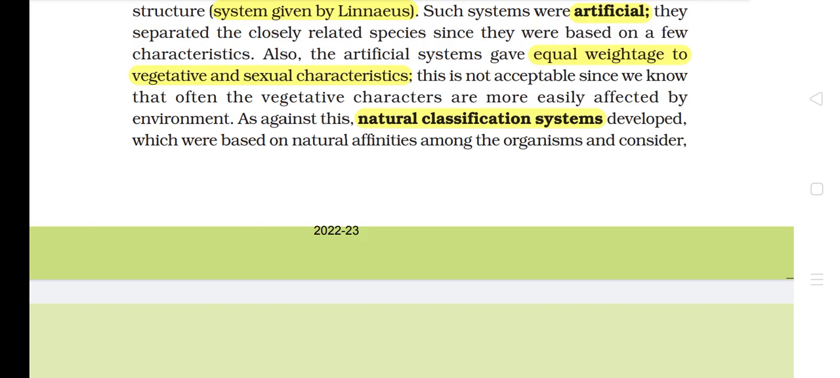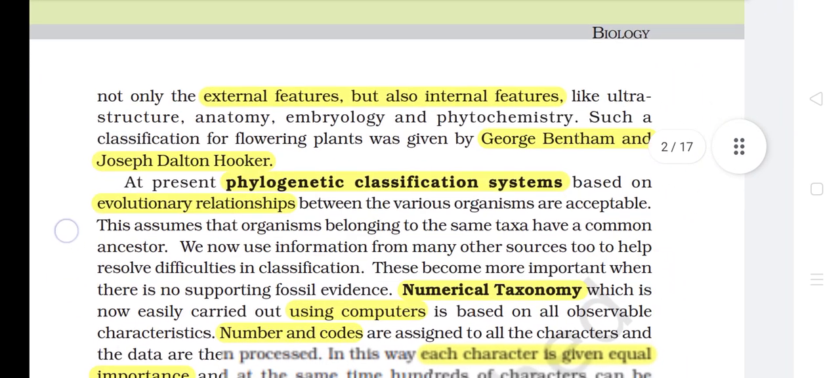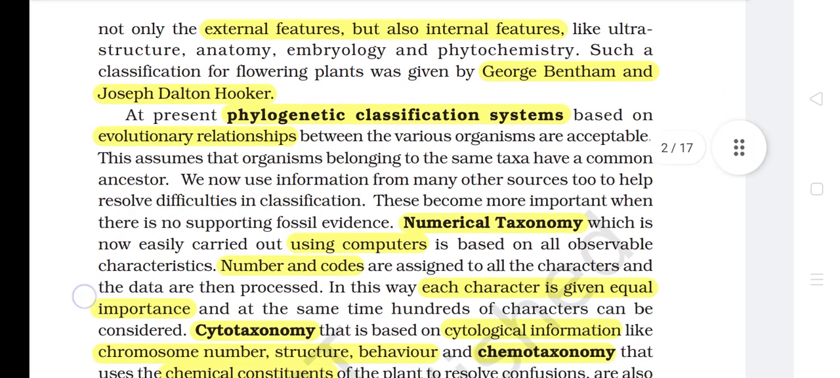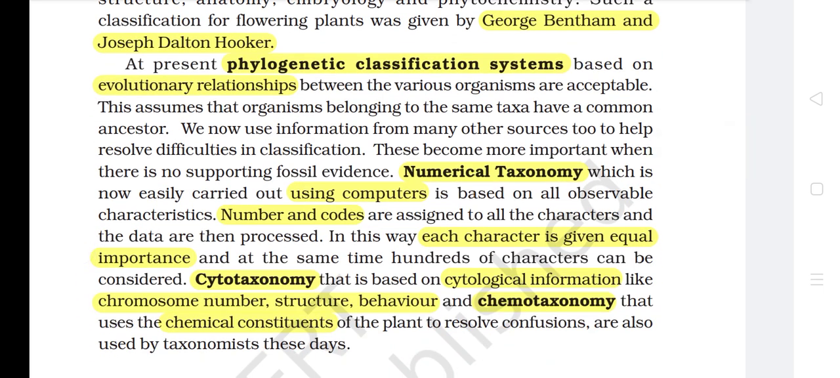As against this, natural classification systems developed which were based on natural affinities among the organisms and considered not only the external features but also internal features like ultrastructure, anatomy, embryology, and phytochemistry. Such a classification for flowering plants was given by George Bentham and Joseph Dalton Hooker. At present, phylogenetic classification systems based on evolutionary relationships between the various organisms are acceptable. This assumes that organisms belonging to the same taxa have a common ancestor.